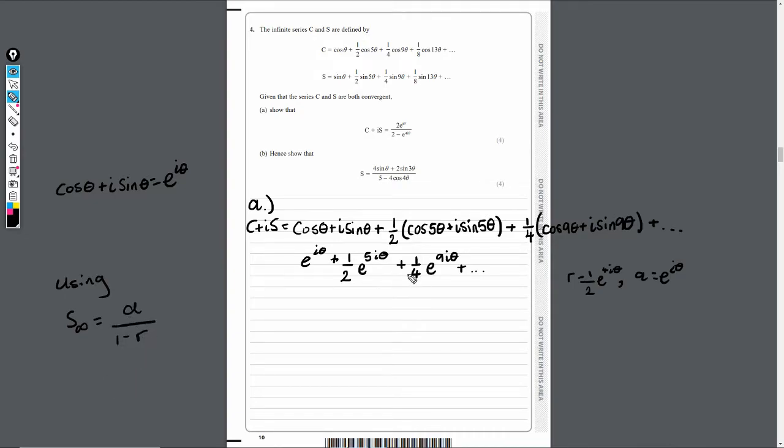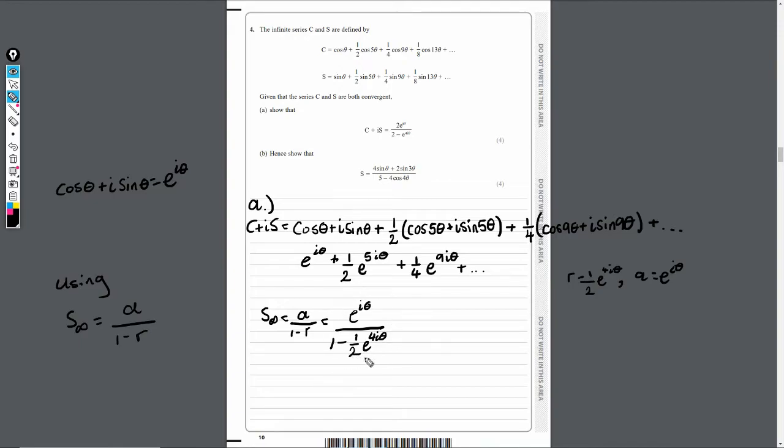So using this now, my sum to infinity will be a over 1 minus r, so let's write it down again. That's going to be my first term, a, that's e to the i theta, all over 1 minus r, so 1 minus a half e to the 4i theta. Like so. Now notice they want 2e to the i theta over 2 minus e to the 4i theta.